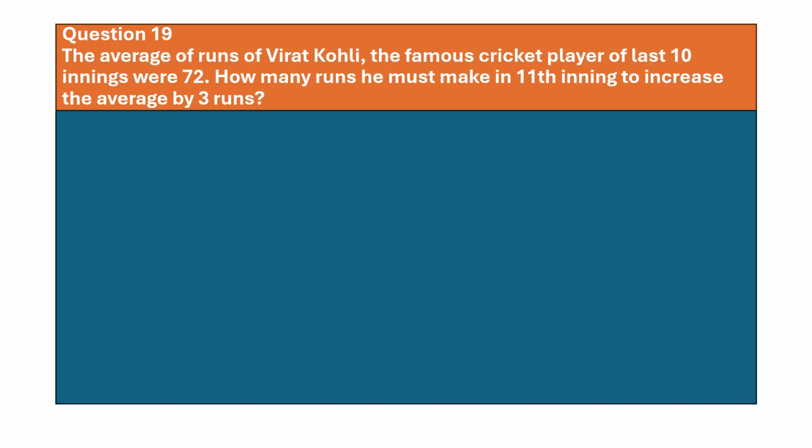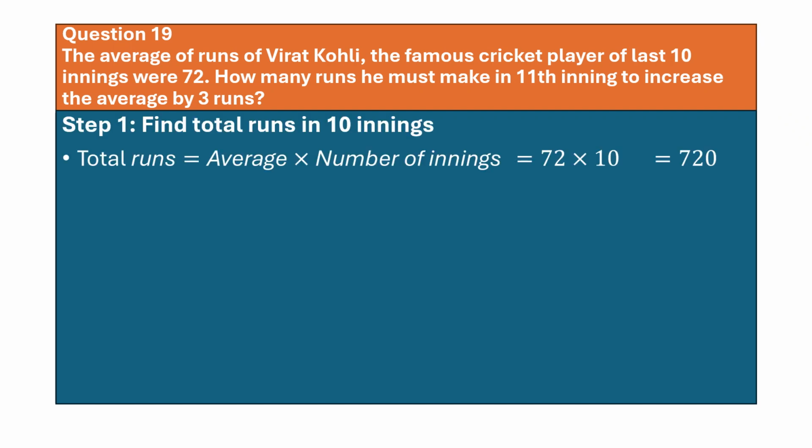Question number 19. The average of runs of Virat Kohli, the famous cricket player, in the last 10 innings was 72. How many runs must he make in the 11th inning to increase the average by 3 runs? Now you need to find the total runs in 10 innings, that is average into number of innings. That will be 72 into 10, that is 720.